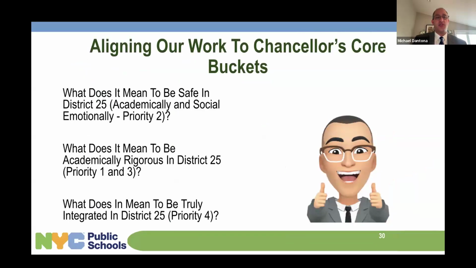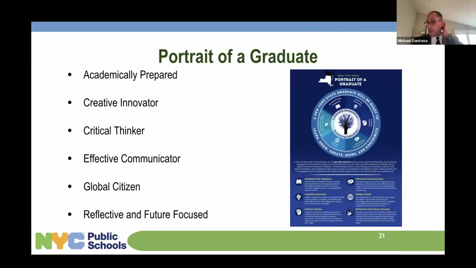And the last thing that I do want to share, and I'll speak more on this next month, but New York State is pushing something called the Portrait of a Graduate. The Portrait of a Graduate is around these 6 elements: that our kids are academically prepared, that they're becoming creative innovators, critical thinkers, effective communicators, global citizens, and reflective and future focused. So what this ultimately means is that there's going to be a change for our current kids, particularly our children in 5th grade.